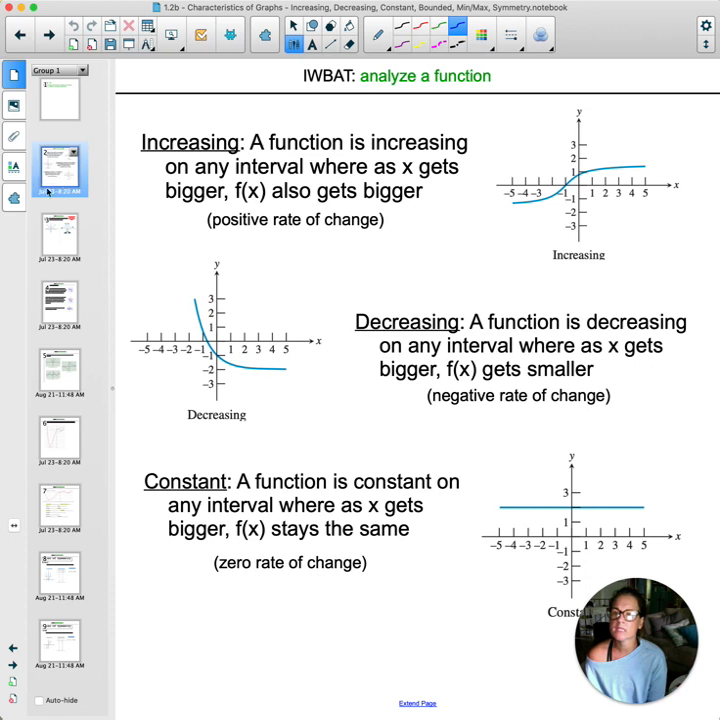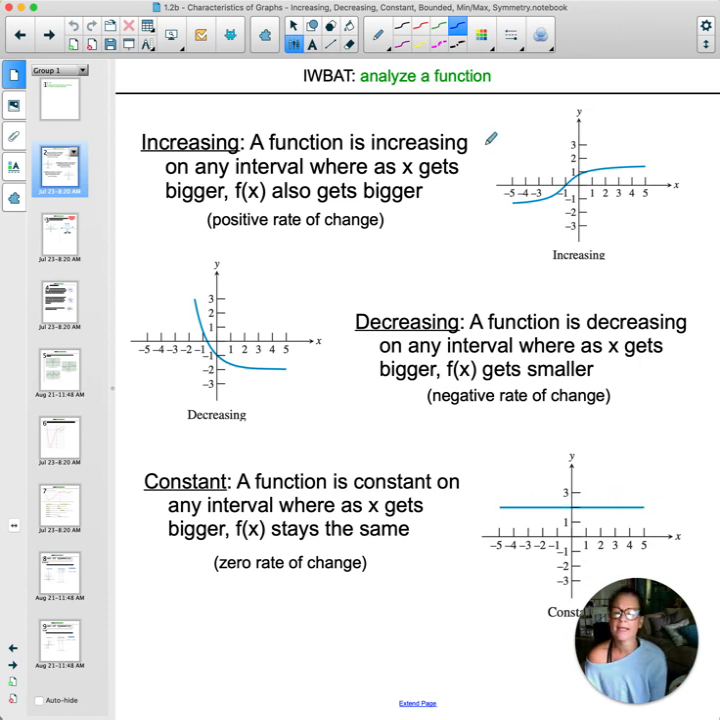So increasing and decreasing: we read a graph like we read a book. We read it from left to right. If your graph is increasing or going up from left to right, again, start on the left and just put your pencil on. If you had a hiker here and the hiker is going up, that's considered increasing. From left to right, if you are going down, that would be decreasing. And if you aren't going up or down, that would be considered constant.